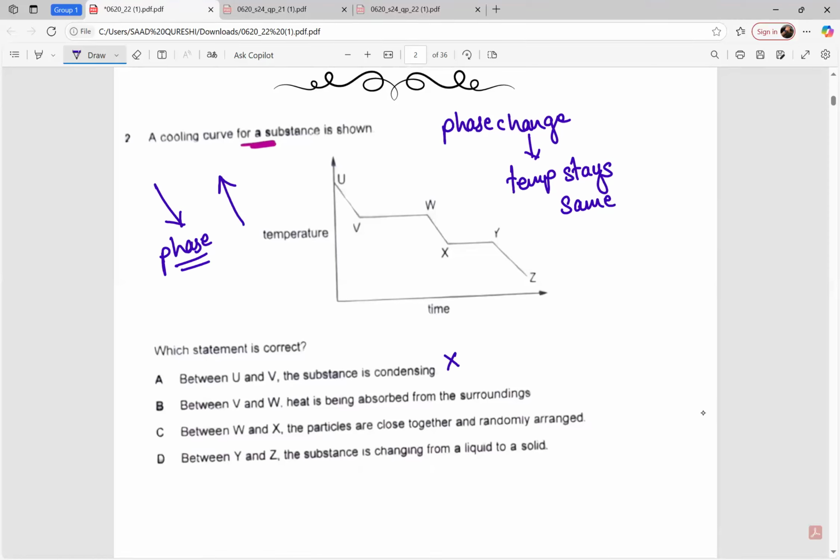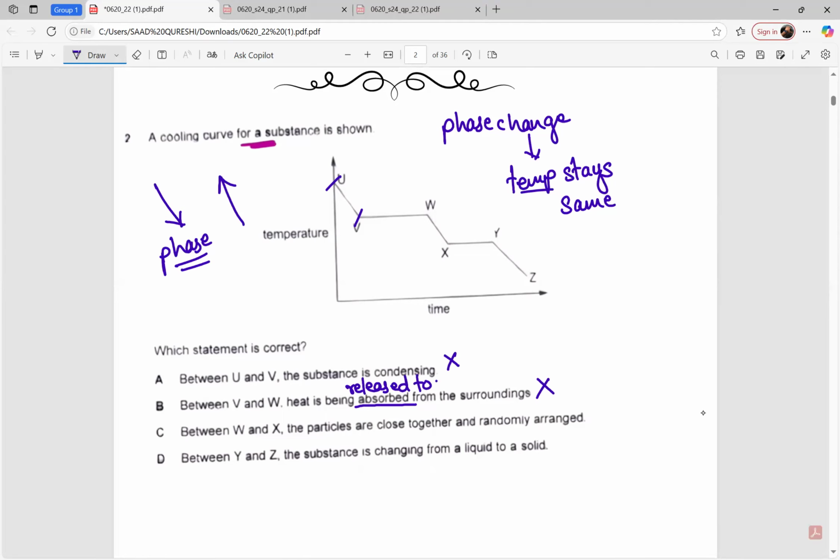Between U and V, the substance is condensing. This is wrong. Between U and V, substance is not condensing because at condensation, temperature stays same. And here, between U and V, temperature is decreasing. Between V and W, heat is being absorbed from the surroundings. This is also wrong because heat is released to the surroundings as it is a cooling curve.